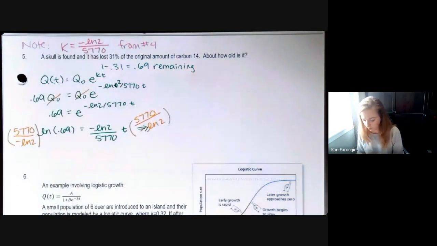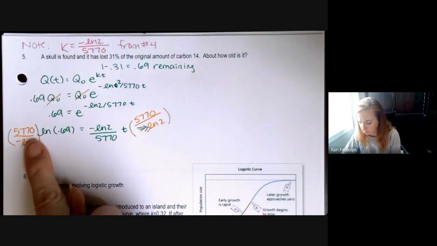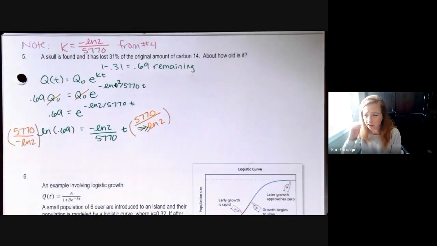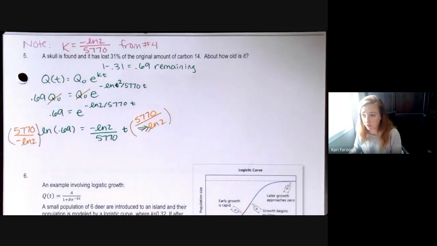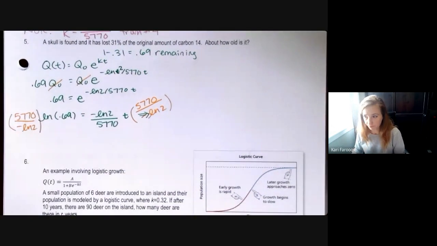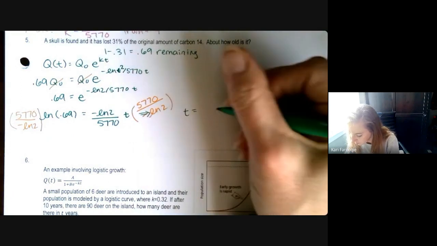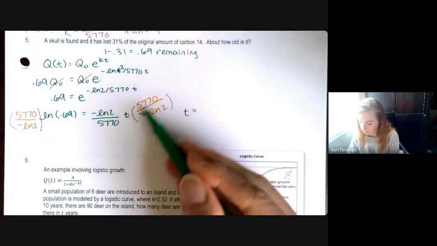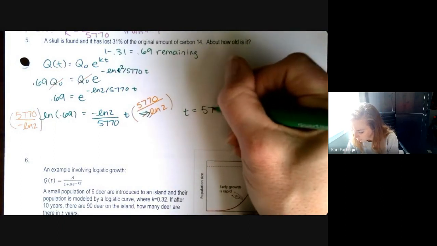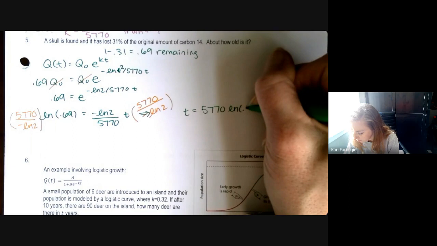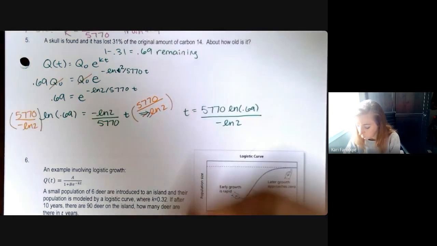Whatever you do, please don't try to cancel out these natural logs. It doesn't work like that. You're just going to have to hang on to them both. All right, back to this. So now we can say that t is, now these two are going to cancel, and that's going to leave you with 5770 ln 0.69 divided by negative ln2.